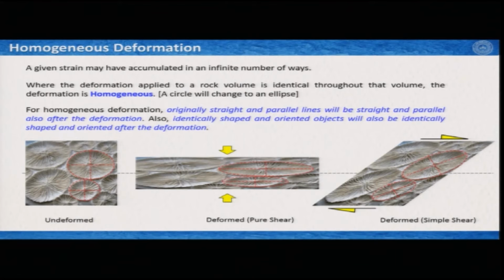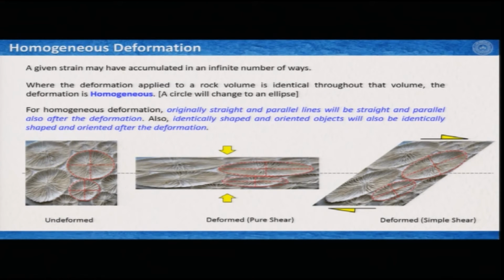So, in a body, strain can be accumulated due to application of external force in many different ways. But where the deformation applied to a rock volume is identical throughout the rock volume, then the deformation is known as homogeneous deformation. For homogeneous deformation, you can appreciate it if originally straight and parallel lines remain straight and parallel after the deformation.